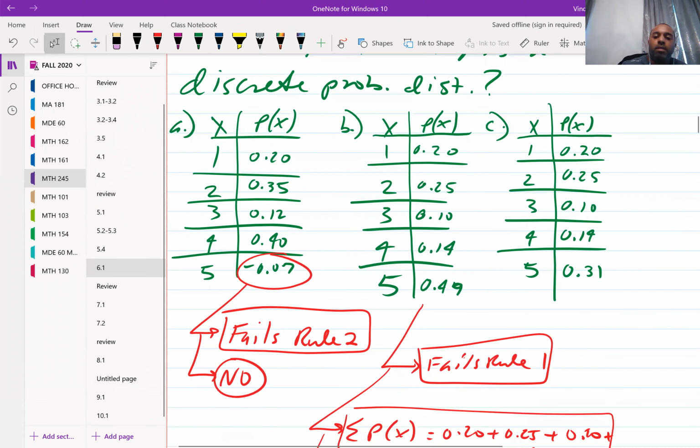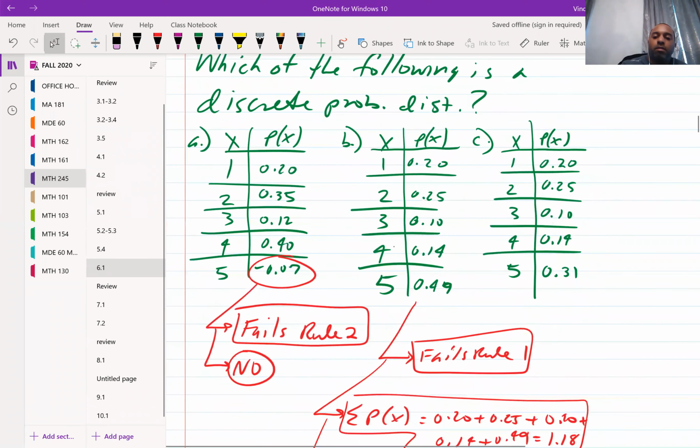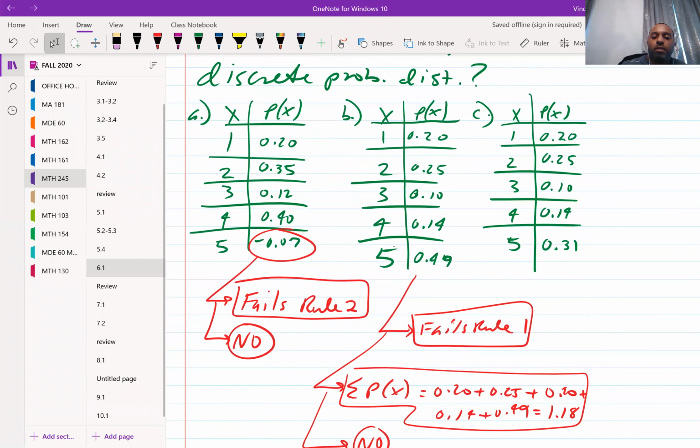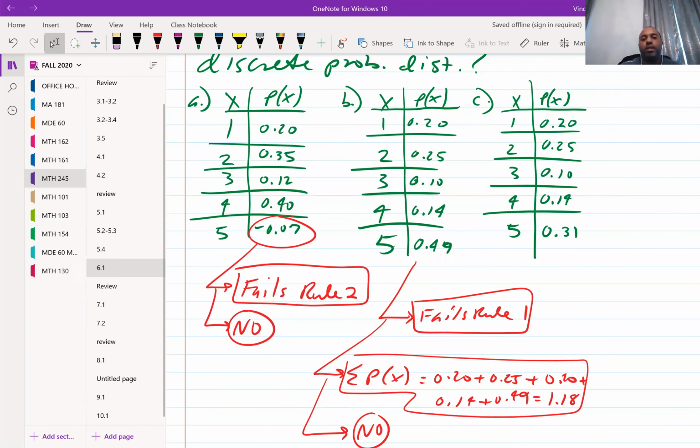B fails rule 1 because they need to add up to give you 1. And if you add those up, it gives you 1.18. So when you add up your probabilities, it can't be less than 1, can't be greater than 1. It's supposed to be exactly 1.